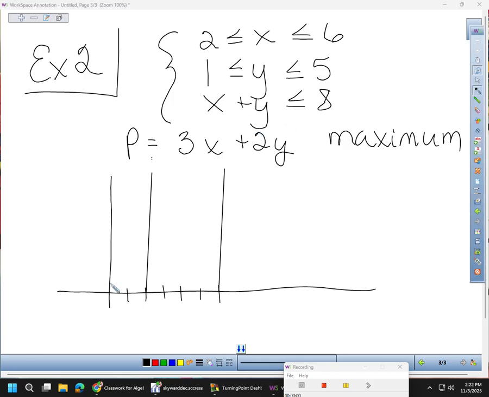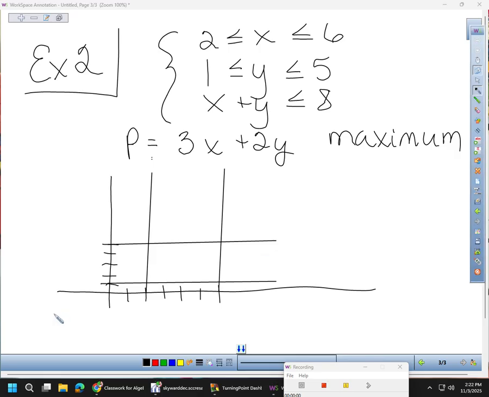Okay, we're going to do y. So in this one, I have a horizontal line at 1, and I have a horizontal line at 5. So far, it's in that square, or rectangle area, right?